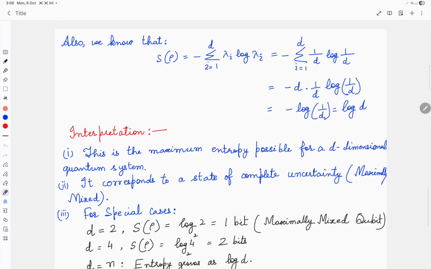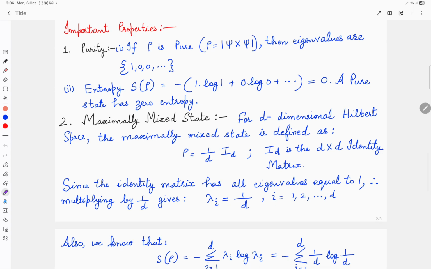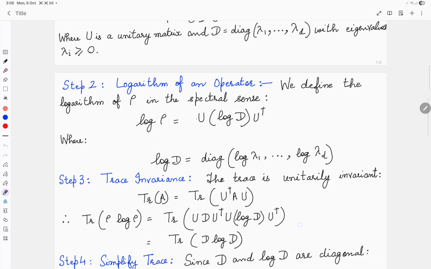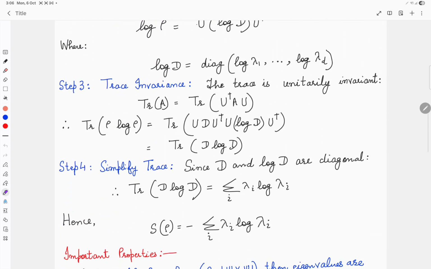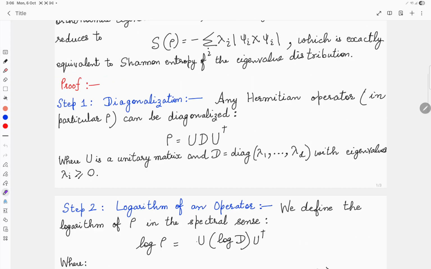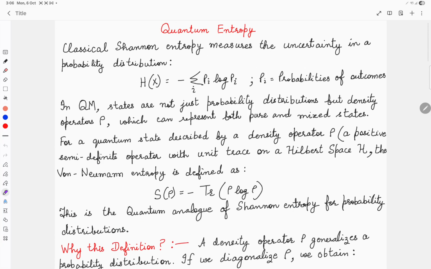So we have discussed the entropy of the maximally mixed state, then the entropy of the pure state, and in general we have tried to establish a relationship between the von Neumann entropy and the eigenvalues. At the start we defined the von Neumann entropy as minus trace rho log rho, and we have also understood that this von Neumann entropy formula is very analogous to the Shannon entropy in the classical world.